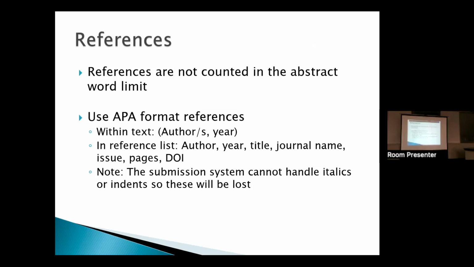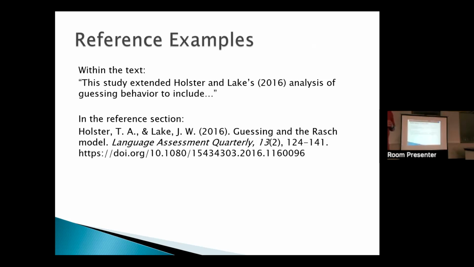These are not counted in the abstract word limit, so you can put in as many references as you like. Use the APA format generally. So within the text, you have author year, in reference list, author year title, journal name, issue, pages, DOI. The submission system cannot handle italics or indents, so technically it's not really fully APA compliant, but it's an APA style system. So here's an example.